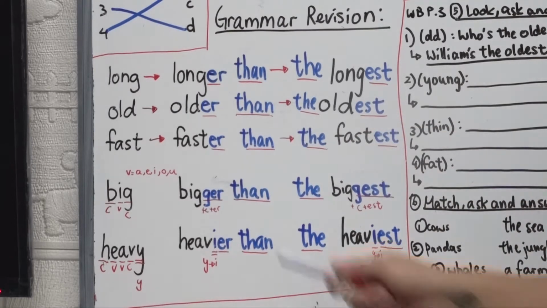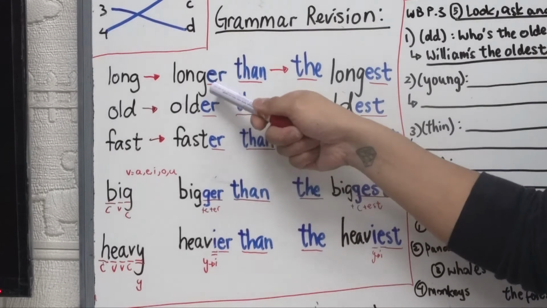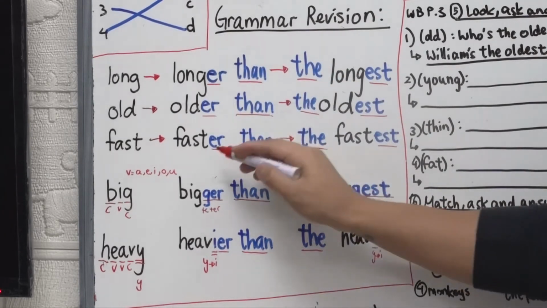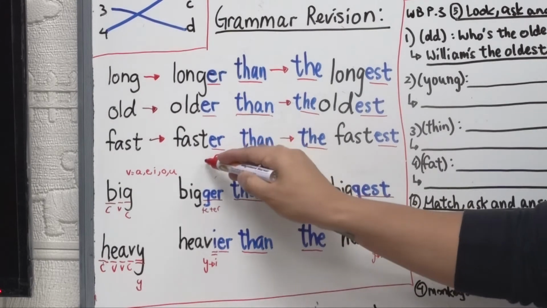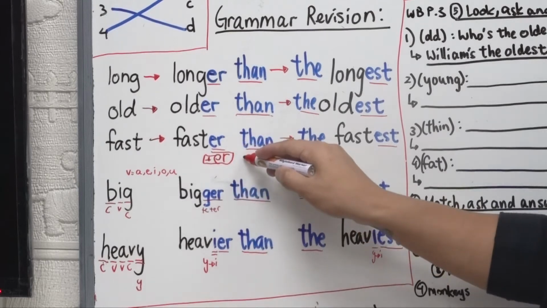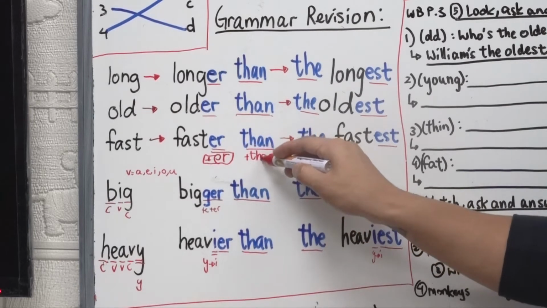All right. So for comparative adjective, er, right? Er ending and then the word than. Okay. So for comparative, you put er. So ending in er. And then you don't forget the word than.